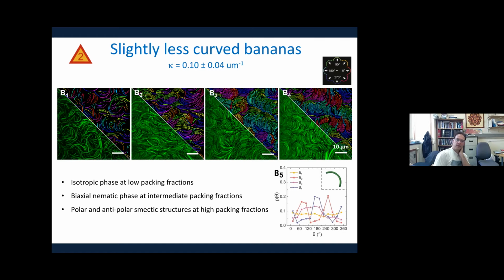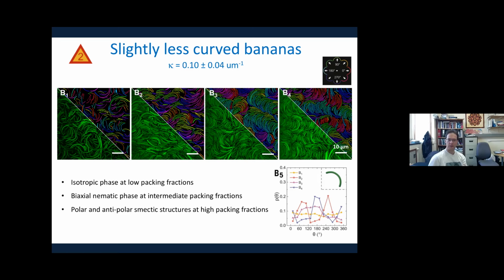Next, we'll go to the slightly less curved banana, so system two, which has a curvature of 0.10 per micrometer. And again, I'm showing you four different packing fractions here with the confocal microscopy images bottom left and the overlay where the particles are colored according to the polar orientations of the top right half of the image. So what we see at low packing fraction, again, is an isotropic structure, but then in panel B2 here, we already start seeing nematic structures. So the bananas line up in principle along their long axis.